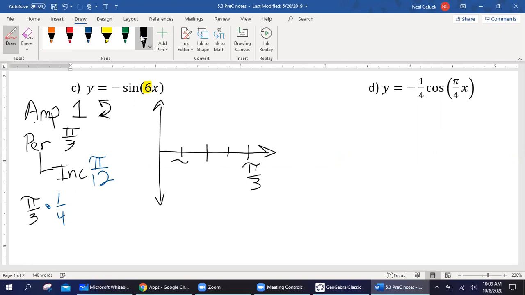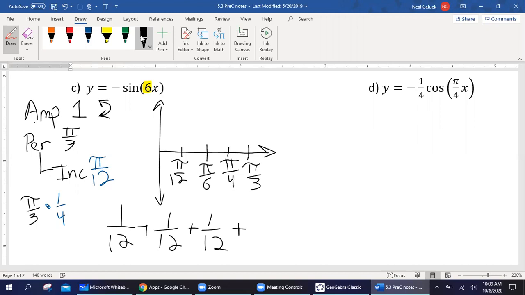But now each one of these increments is pi over 12. So the first one would be pi over 12. The next one, I would add another pi over 12. So 1 pi over 12, plus another 1/12 is 2/12, or pi over 6. Then I would add another pi over 12. That's 3/12, or pi over 4. And if I added another 1/12, that's 4/12, which is pi over 3.